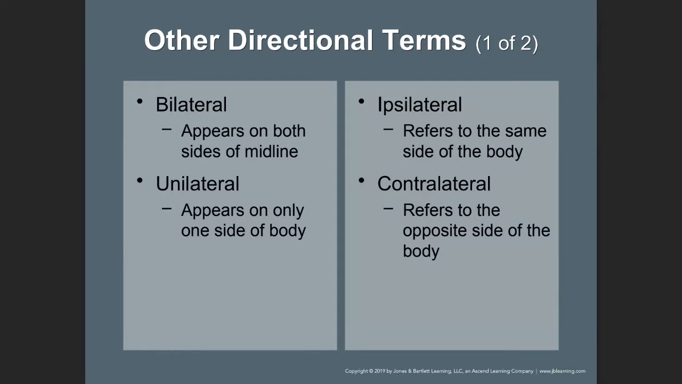Ipsilateral refers to the same side of the body. So the stomach and spleen are ipsilateral. Contralateral refers to the opposite side of the body. So the liver is contralateral to the spleen.